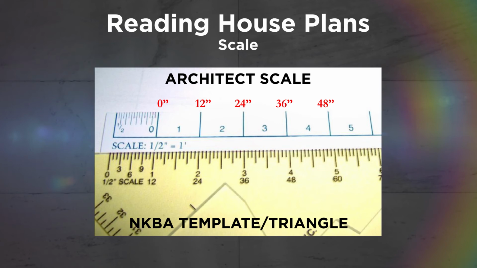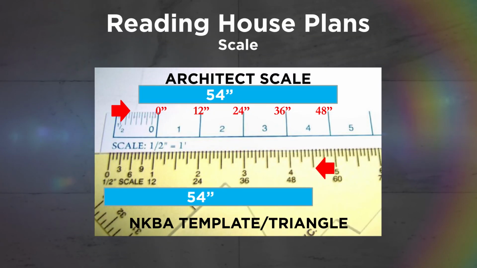Below the architect scale, you'll see the NKBA triangle with a similar 1/2 inch scale. Notice that since the kitchen and bath industry works in inches only, we start at the extreme left side of the scale at 0, and every inch is marked, which makes it easier for us since we measure and design in inches only. Let's look at the 54-inch blue line at the top.